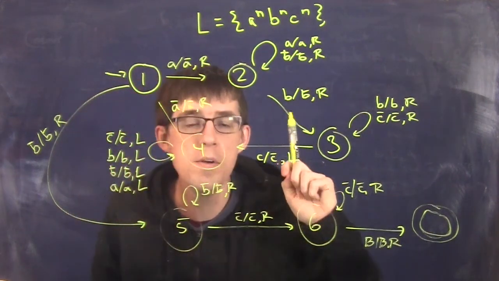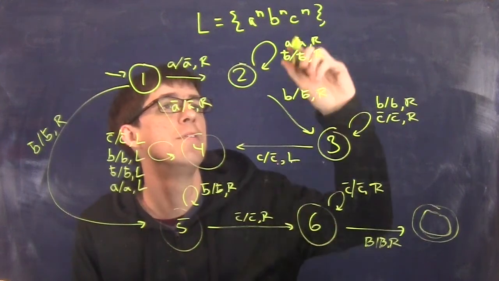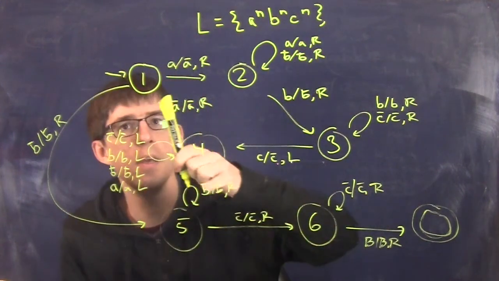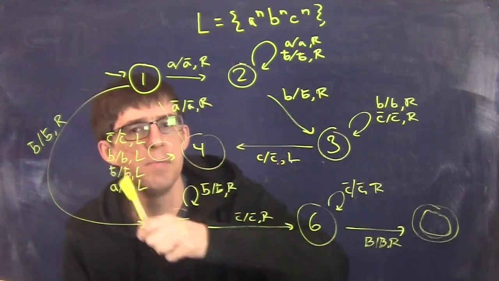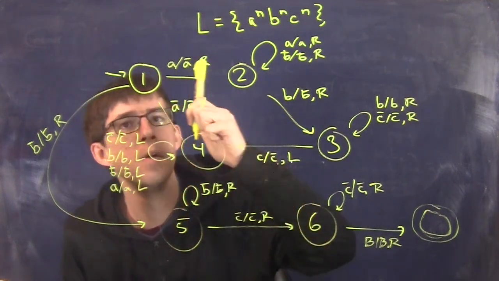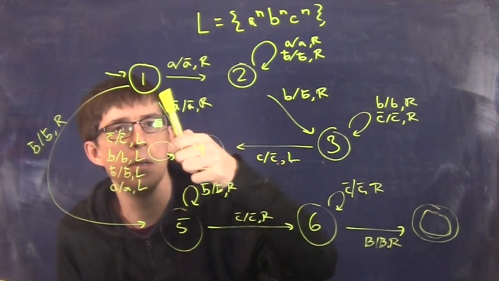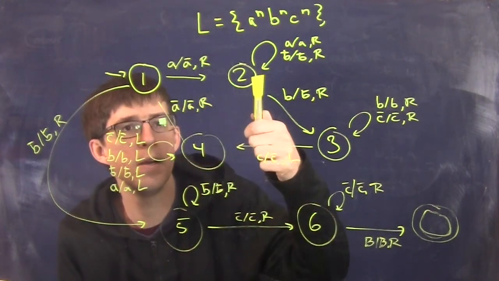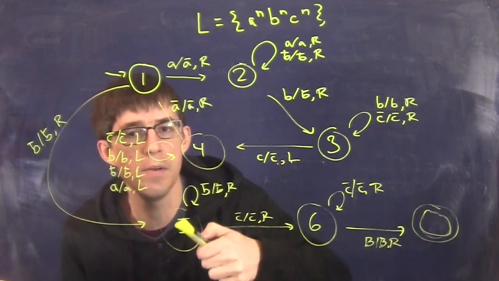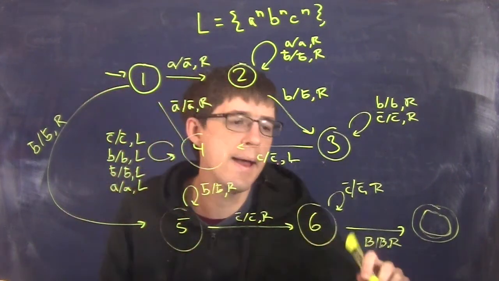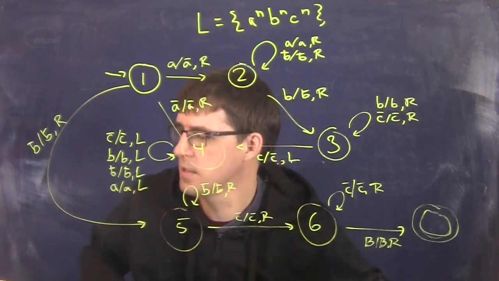There's actually one very small technicality. This language includes the empty string also, but actually, according to this diagram, the empty string will be rejected because from state 1, you have to either read an A and go over here or read a B bar and go down here. There's no way to get to the accepting state if you have the empty string. So we need to add in one sort of technicality state.